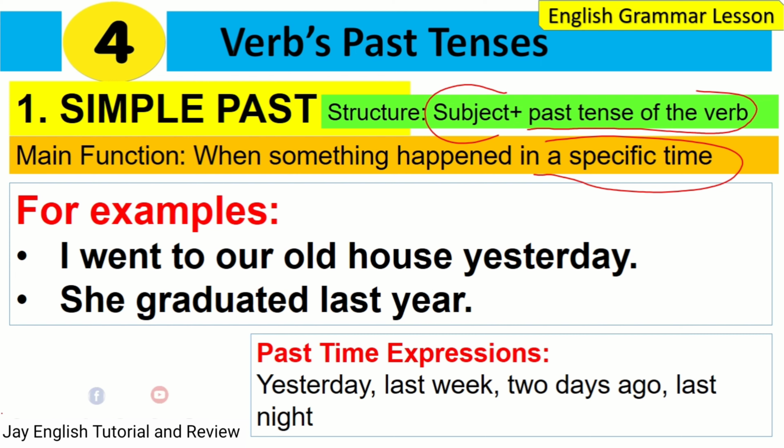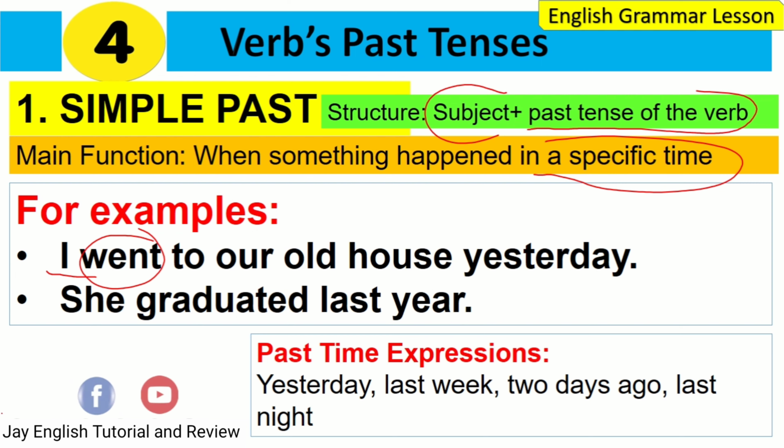So let's check first the structure of how a simple past is being used in this example. We have here I as our subject, then we have here went as our verb, and went is the simple past tense or the past tense of the verb go. We cannot say I go to because go is in the present tense. We cannot say I gone to either, because gone is the past participle form of the verb go. So went is the past tense of the verb go. So I went to our old house yesterday.